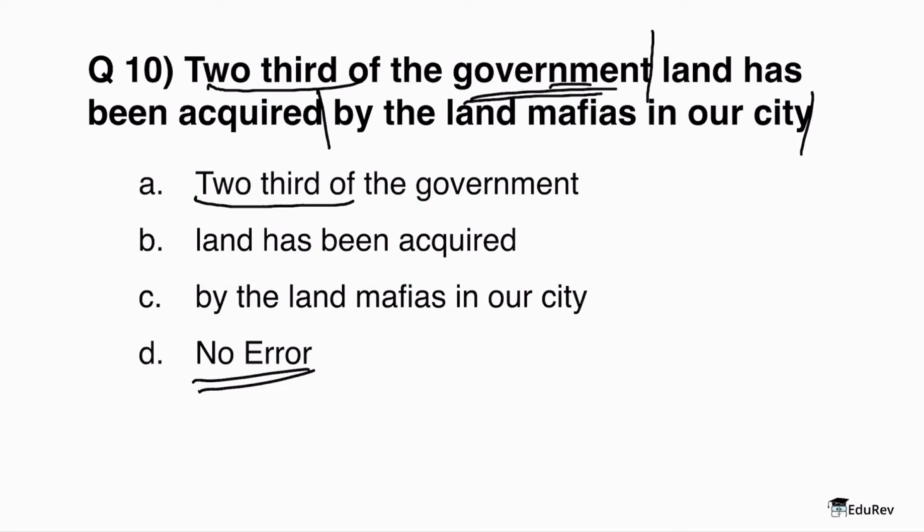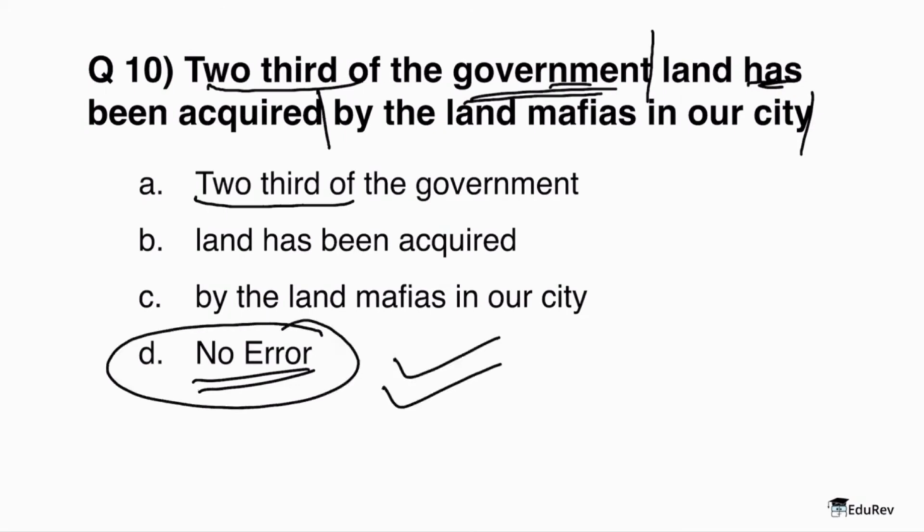What is our verb here? Has. And it is singular because we know has is a singular helping verb. So there is nothing wrong with this entire statement, and the correct answer is no error. But if instead of government there would have been a countable noun, then has would have been wrong, because when a countable noun is followed by 2/3 of or half of, 1/3 of, anything like that, a plural helping verb would be used. And what is the difference? That the noun would have been countable.